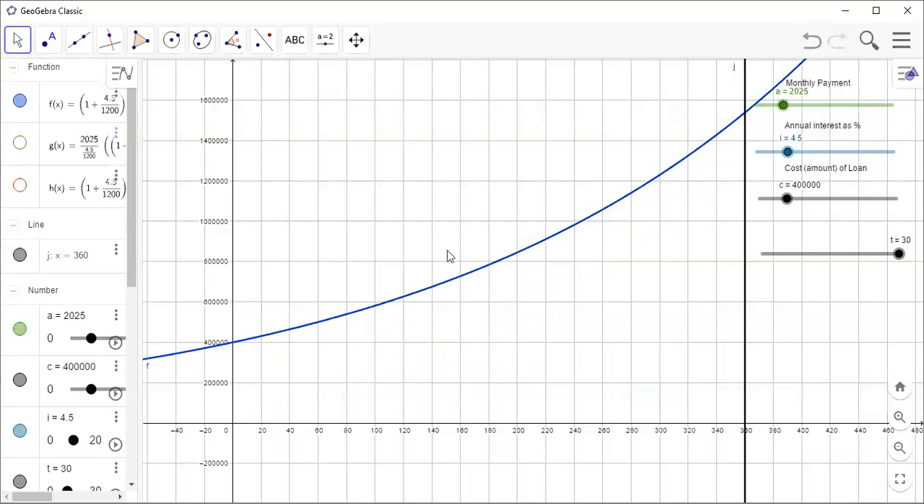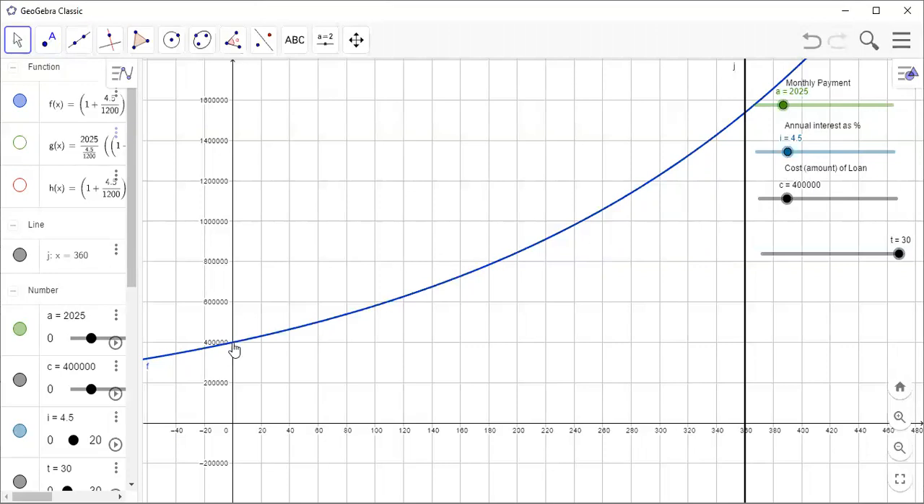The blue curve. This is the curve that tells you what would happen if you borrow a certain amount of money and you just let it accrue interest over a time period. Okay, so right now it looks like the starting amount over here at time zero. So the horizontal axis is time and the vertical axis is amounts of money. So it looks like we borrowed $40,000 in this example. All right. If we look over at the sliders, our annual interest rate right now is set at 4.5%. That's annual, but that's going to be compounded monthly.